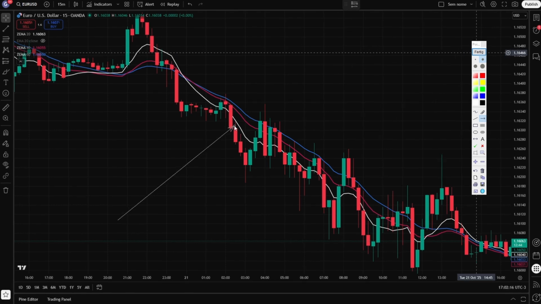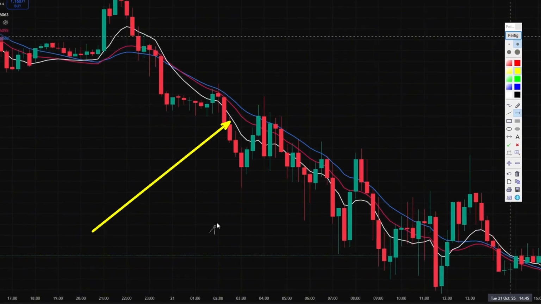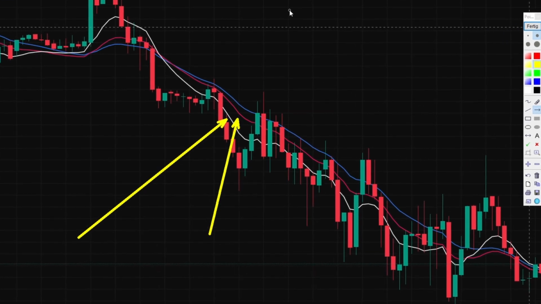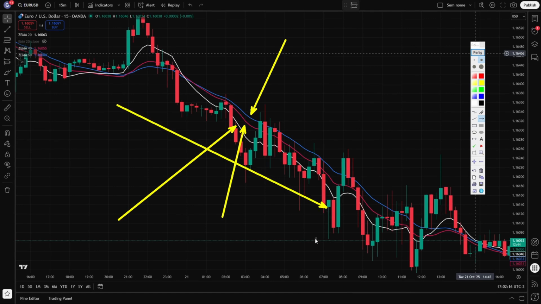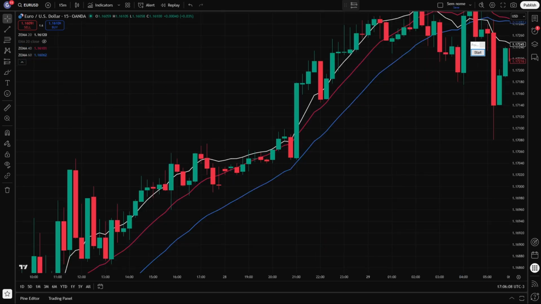Furthermore, when we observe the white moving average positioned at the bottom, followed by the red in the middle and the blue at the very top, this configuration indicates a short-term downtrend, signifying a robust and pronounced trend in the market. Now let's look at how we would use this indicator to execute a buy.